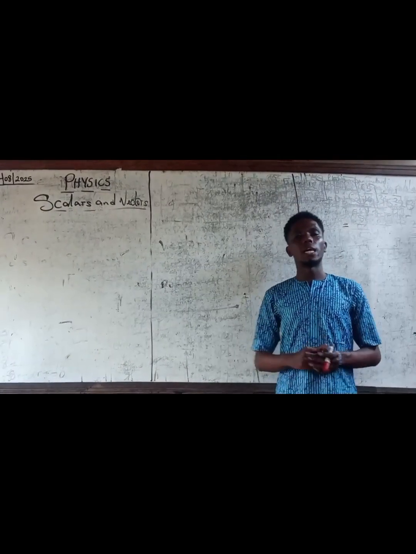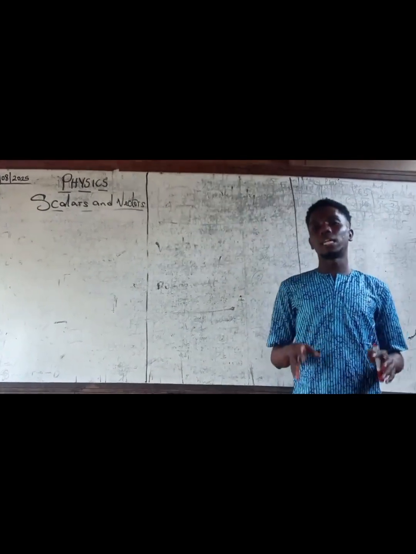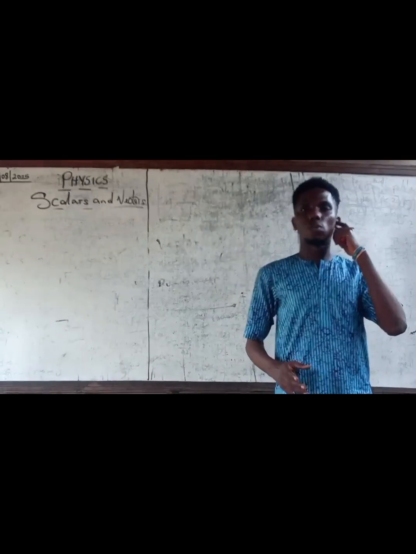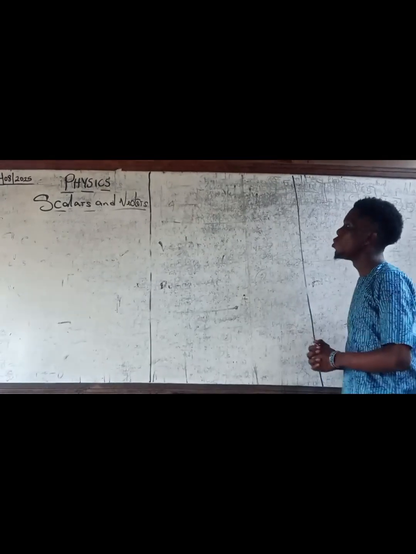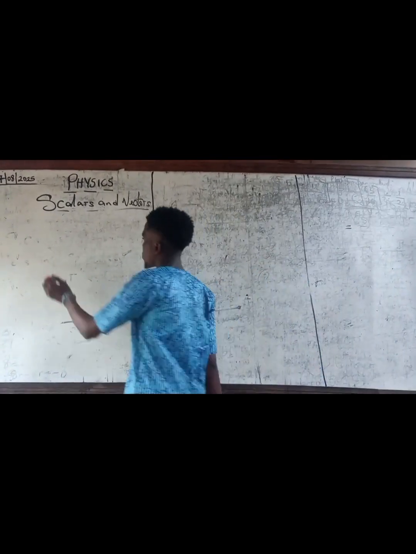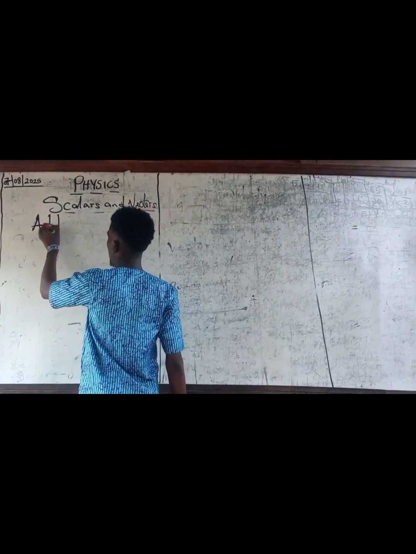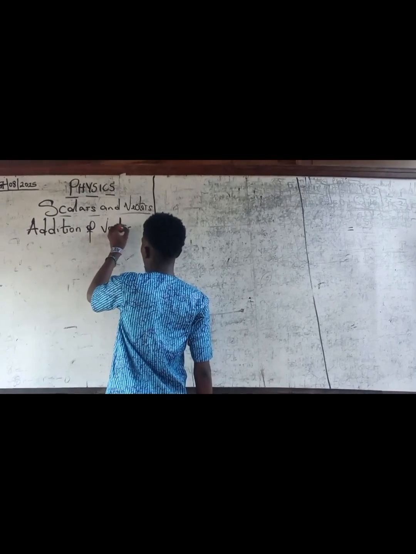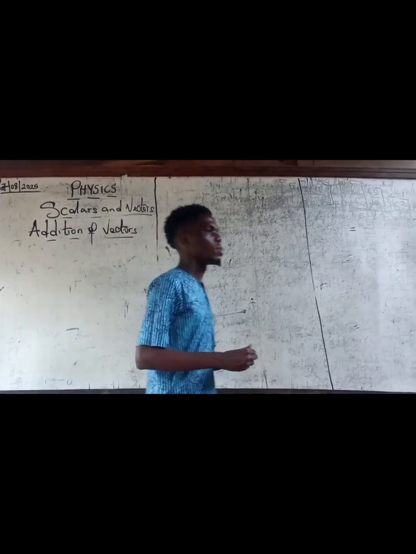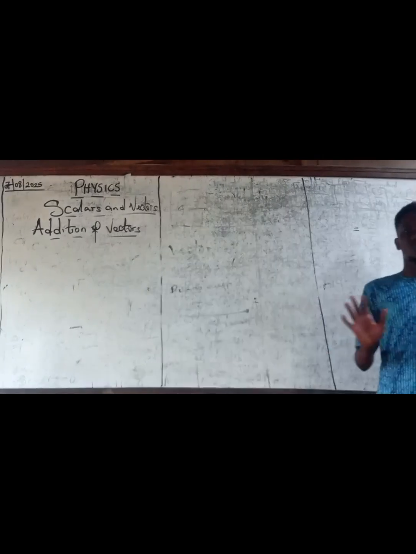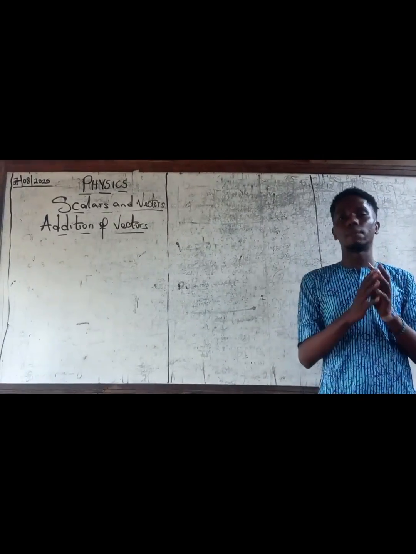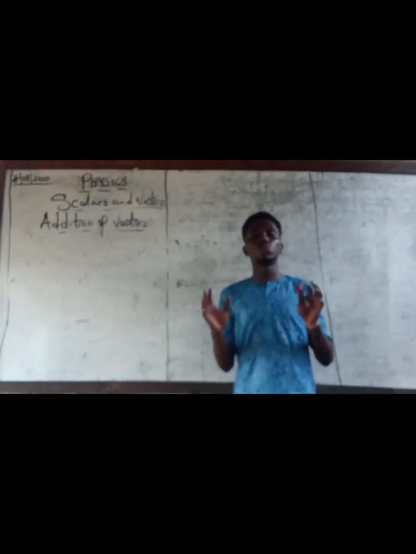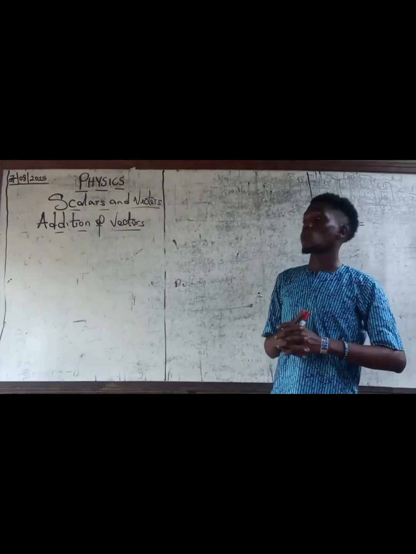Like we stated earlier, vector quantities cannot be added with the normal method, right? There's a specific method we use in adding vector quantities. So let's look at that briefly. Addition of vectors. The reason we are looking at this is because scalar quantities have no complexity. You simply take them and add them together. But when it comes to vector quantities, there is a particular method we use in adding them.